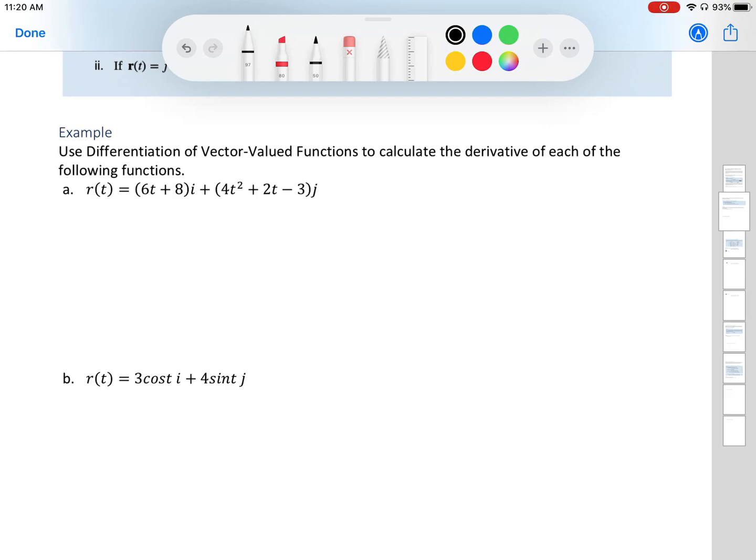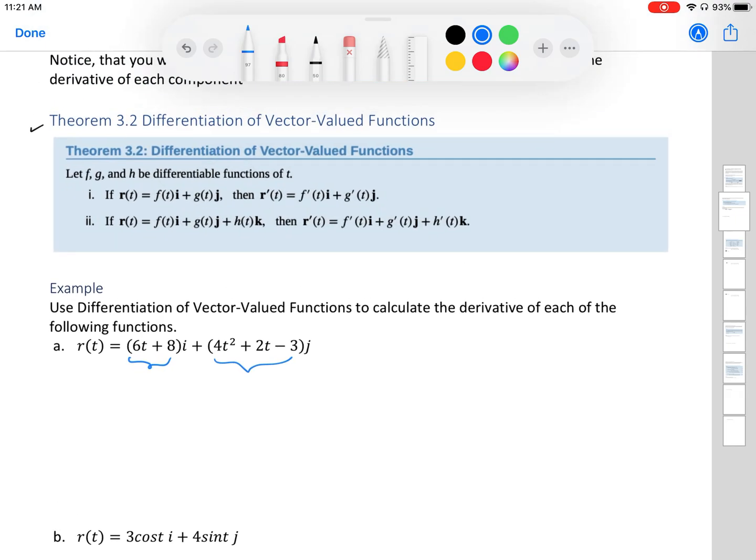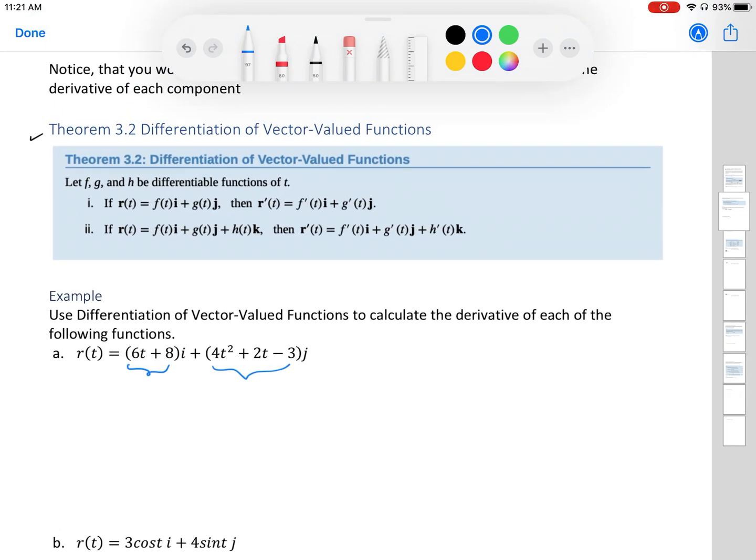So to find the derivative of these next problems, for that first one, we want to find the derivative of r of t is equal to 6t plus 8 i plus 2t squared plus 2t minus 3 j. Let's go ahead and take the derivative, and just as our theorem says above, we apply it to each component separately and treat it like its own function. So we have 6 i plus 4t plus 2 j. And that's our derivative for r prime of t.